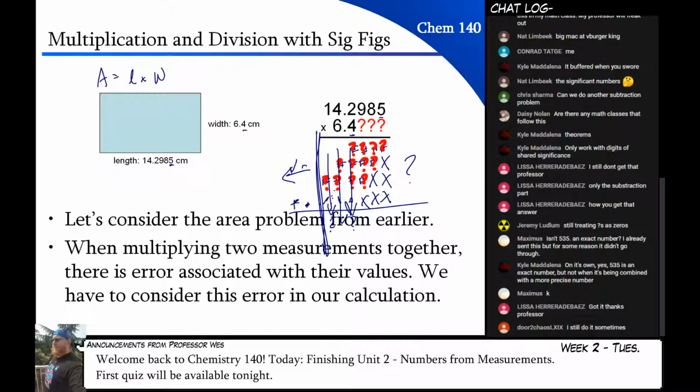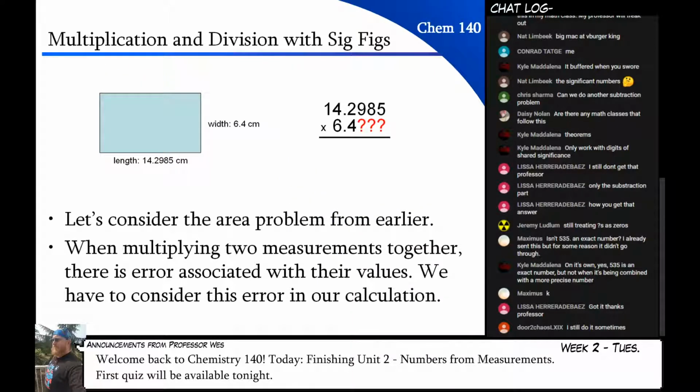So if I do this problem long multiplication-wise, I will eventually get an answer that I'm only allowed to keep the numbers from that position and leftward. Everything that's more precise is a question mark. Now, that's the theory behind this. We're not going to do it this way because it would take forever and you'd have a bunch of question marks all over the place and you'd go crazy. So there's an easier way to get to the result of this.